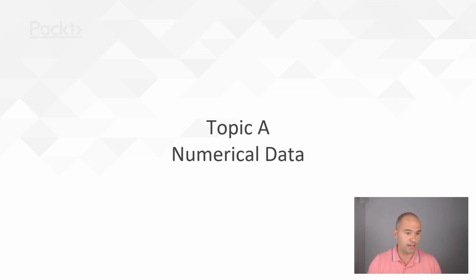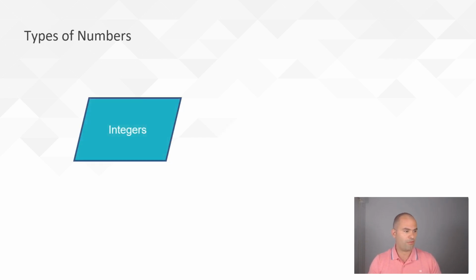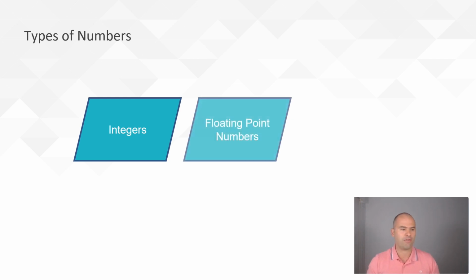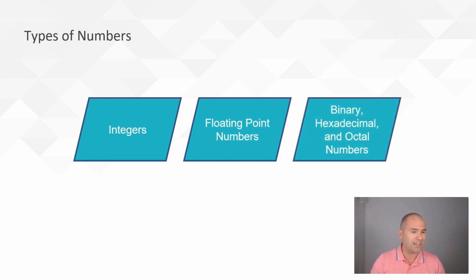Let's get started. Numerical data, our first topic. So essentially, we're dealing with several types of numbers. First and foremost, integers. They're whole numbers. They help us count stuff. Next, floating point numbers. These have decimal points, and they're used for more precise calculations. And finally, there are binary, hexadecimal, and octal numbers.